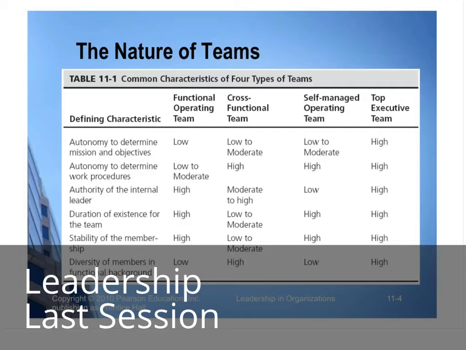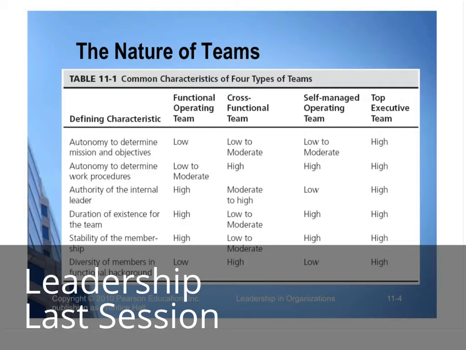So if you look at that, and then as we move along, you see that the functional operating team is basically increasing. So if you look at autonomy to determine work procedures, you see that the cross-functional team and functional team have a higher need, and self-managed operating team is also high, and top executive is also high. So these are just different levels of characteristics for teams, and you see there are different types of leadership involved and required. So if you look at authority of the internal leader, you see that the functional operating team has much higher authority. They have moderate to high for cross-functional team. They have low for self-managed. They have high with regard to top executive team.